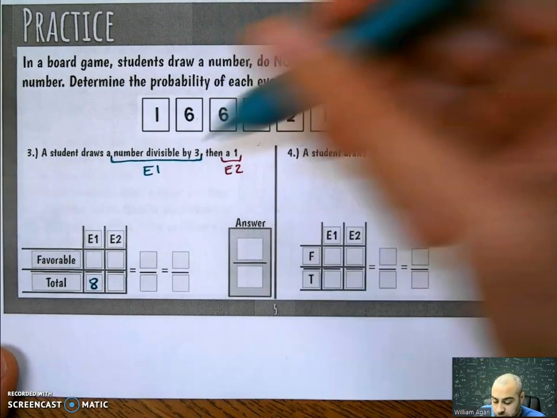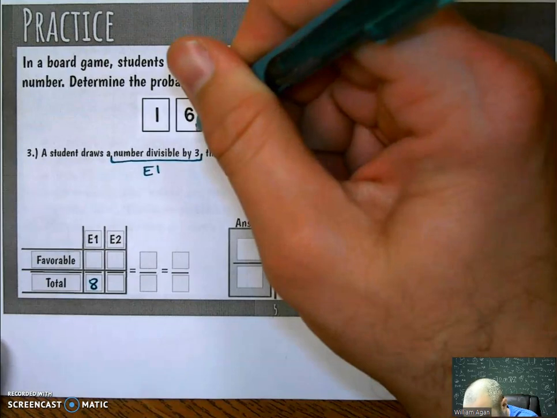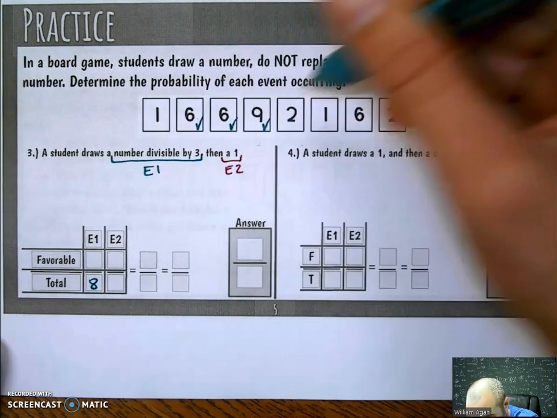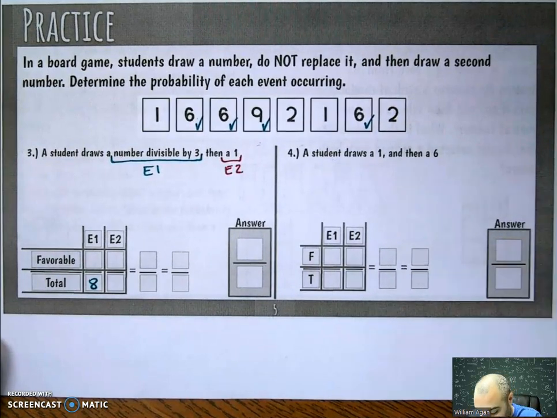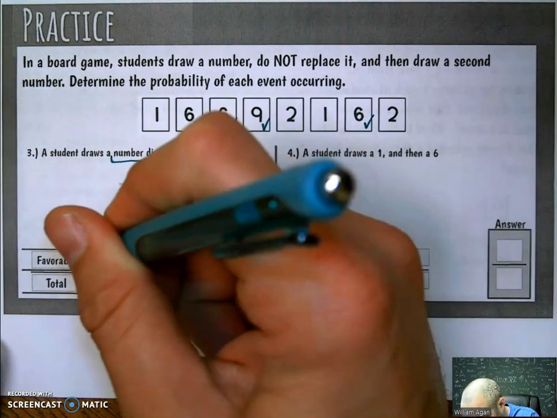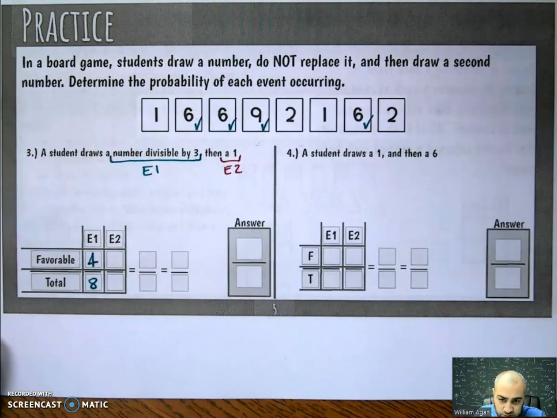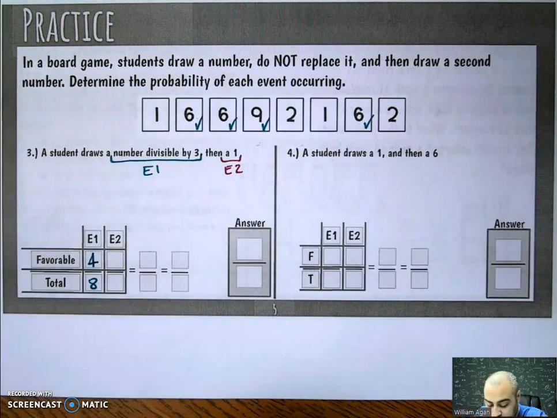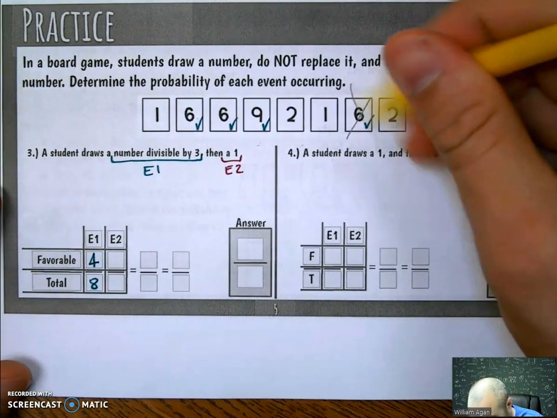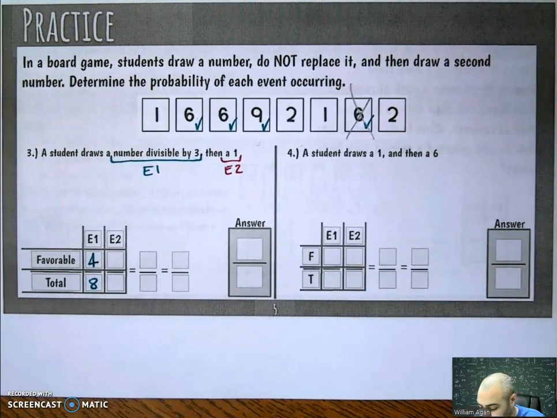And a number divisible by 3. Okay, well, we just went through those. Which ones were they? 6, 6, 3, and 6. So how many numbers are there? How many favorable outcomes do we have? 4. Okay, but then one of those cards does not get put back. Doesn't matter which one. Let's just say, I'm going to do it in pencil this time. Let's just say this 6 right here, I don't put it back.